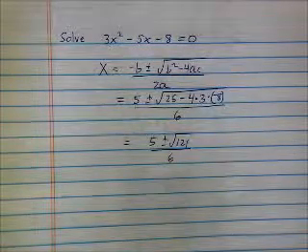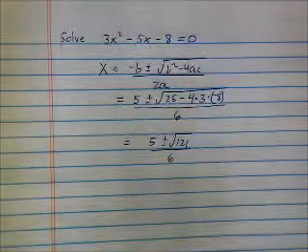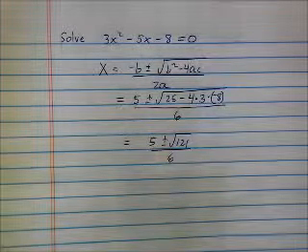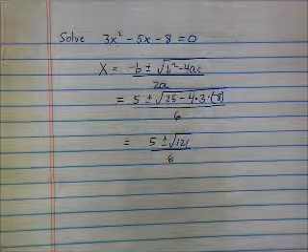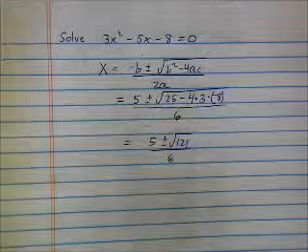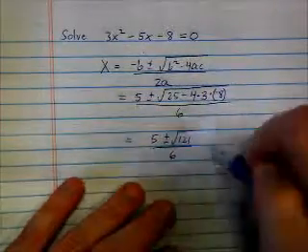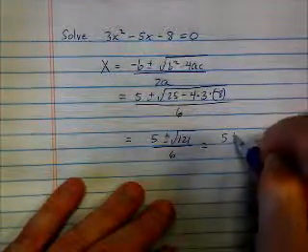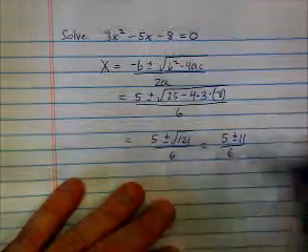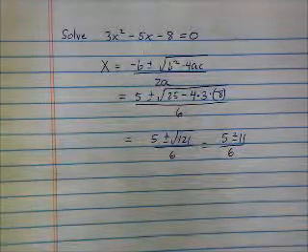Is the square root of 121 a nice number? Yes, square root of 121 happens to be 11. So this is 5 plus and minus 11 over 6. So when that square root turns out to be a nice number, we usually would do this. We would write two answers.